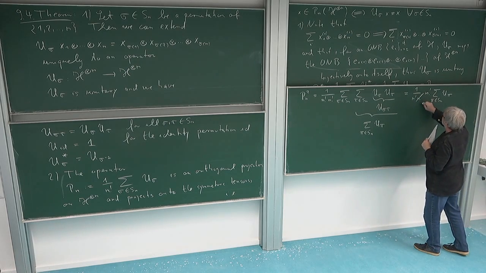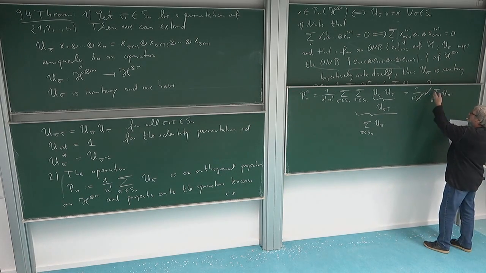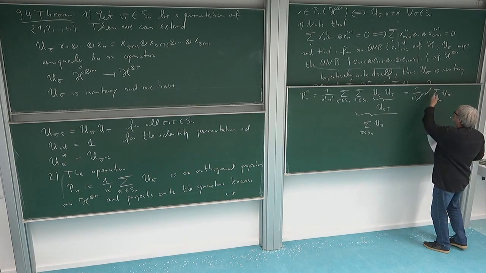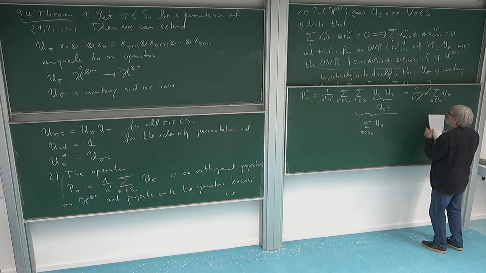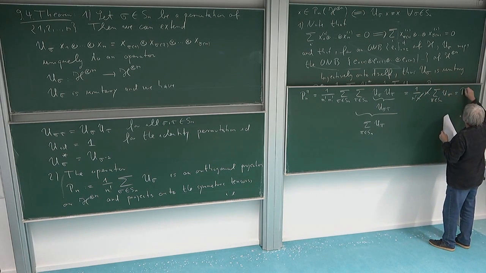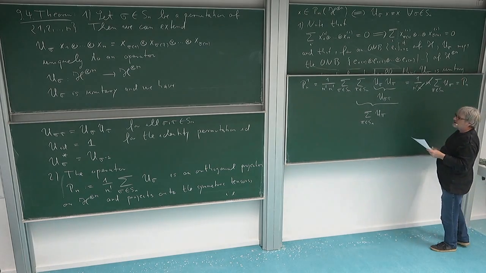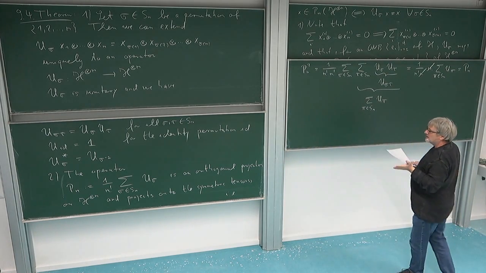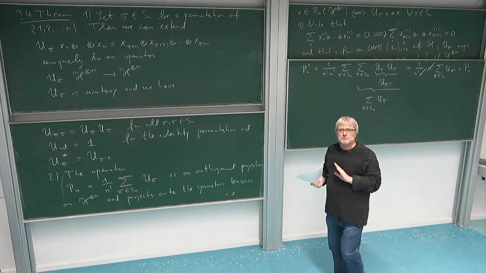And now you see one n factorial goes away, and I'm just left with the definition of the Pn, summing over all pi's, taking the u pi, and then normalizing it by 1 over n factorial. So this is Pn. So we see that really we have here an orthogonal projection.